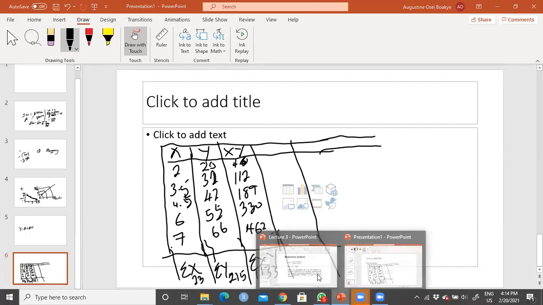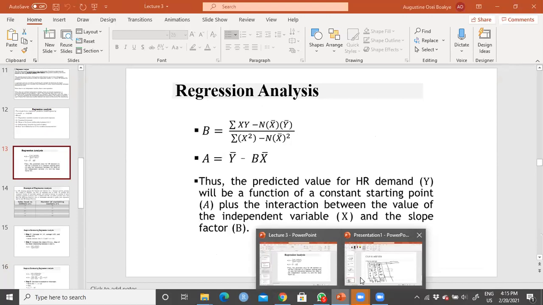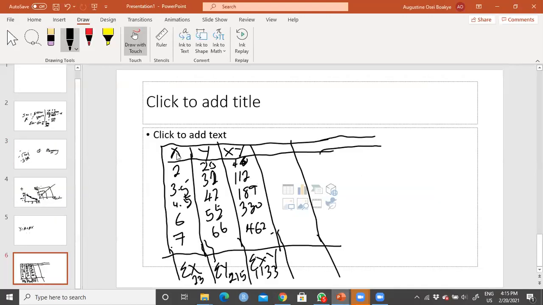Let me quickly show you again. So you see, we've done the summation y. Now, we have to find the mean of x and the mean of y. How do you compute the mean? So to get the mean of x, how will we arrive at it? Sigma fx over f. Come again. So the summation of fx over f. Very good.